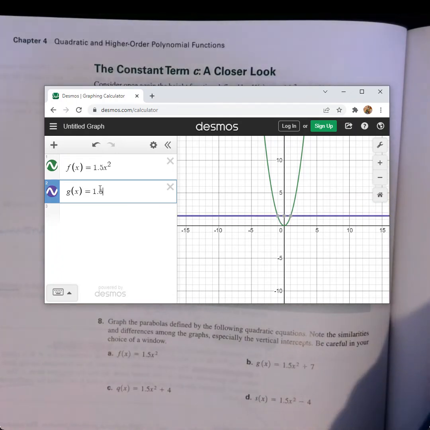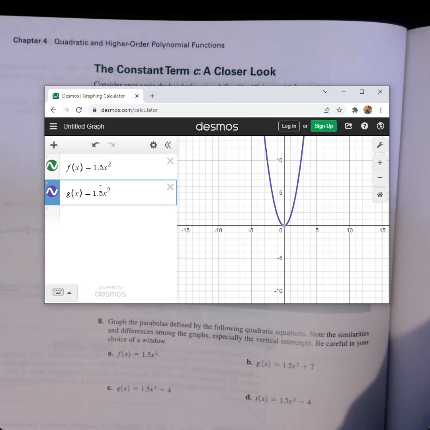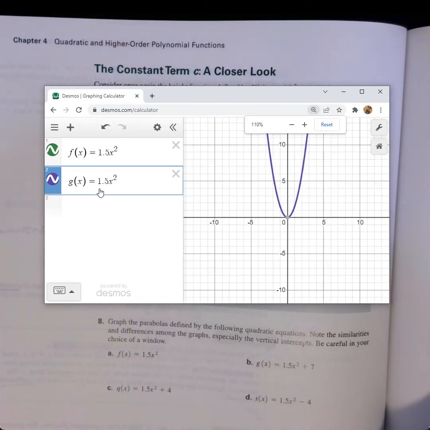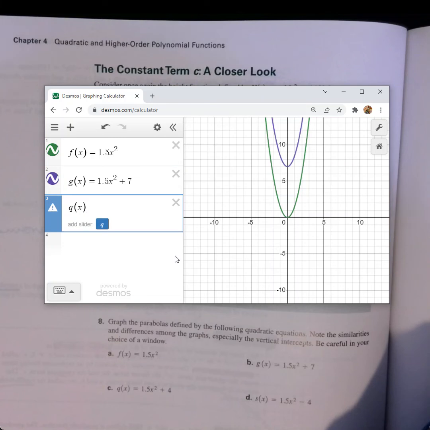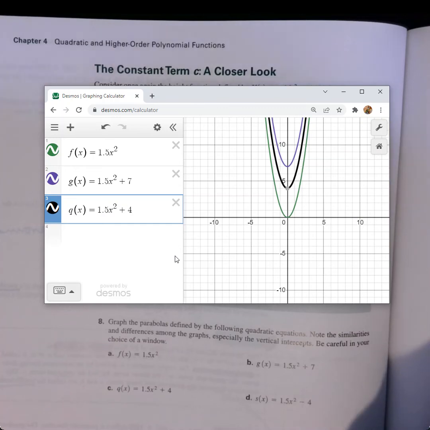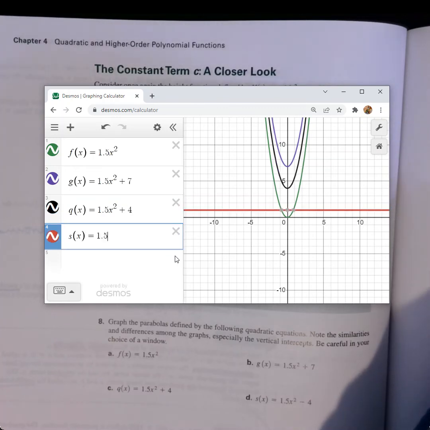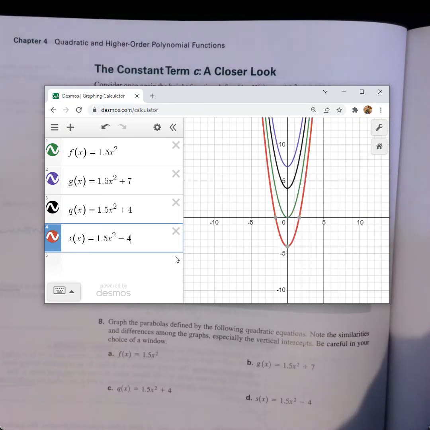So now I want 1.5x squared plus 7. Oops, I hit the wrong key there. I didn't hit plus. There we go. Okay. And then I want q of x equals 1.5x squared plus 4. Okay. And I want s of x equals 1.5x squared minus 4. Okay.